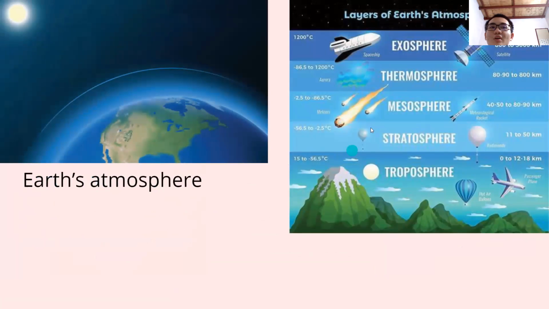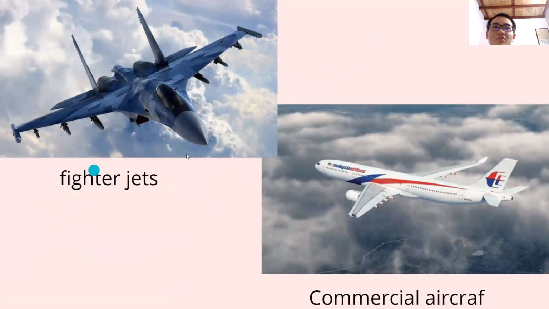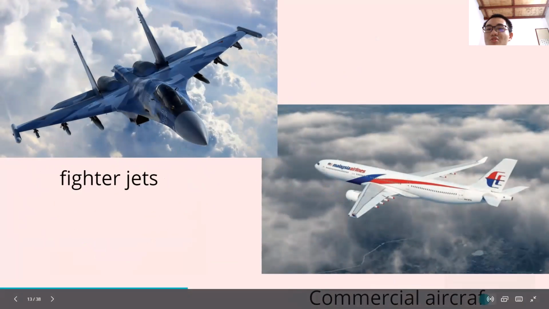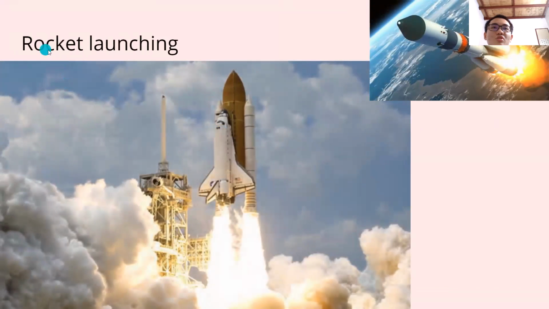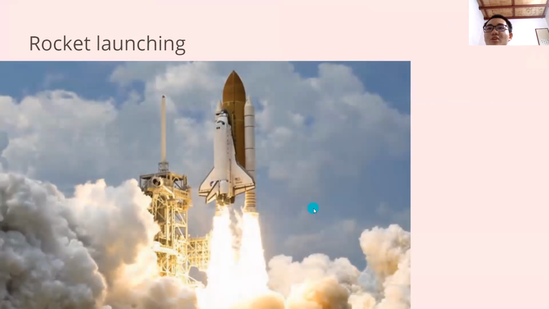This is for Earth's atmosphere. But here, the satellite achieves Earth's escape velocity. This fighter jet has around 22,000 meters per second linear speed, and this commercial aircraft is around 250 meters per second. This is rocket launching, so it needs to produce a high thrust.